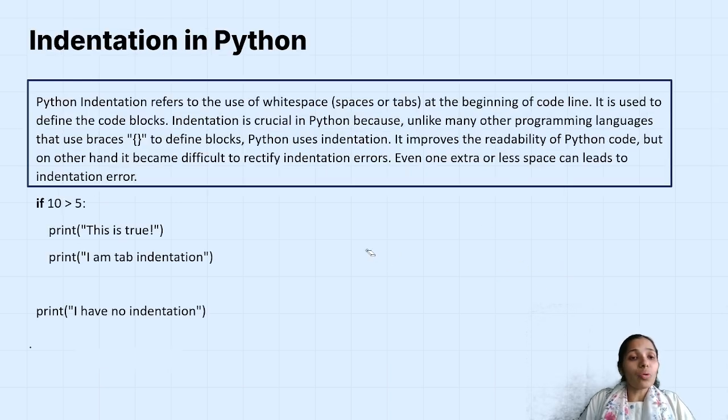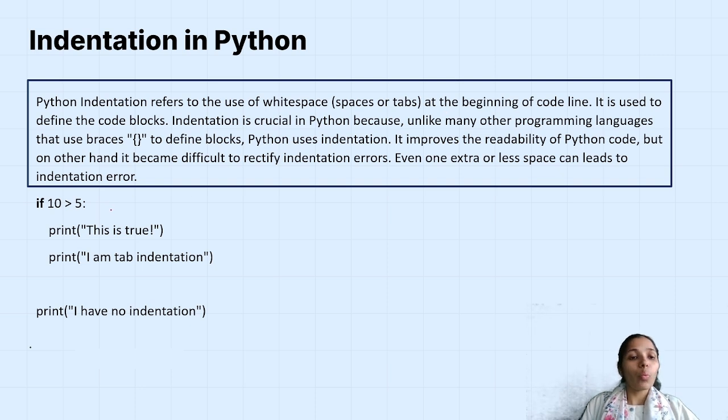Then, the next concept coming into the picture is indentation. What do we understand by the word indentation? Indentation is nothing but the spacing, the correct formatting. For example, if any document is given to us, we always check the title, the content, the image, and how it has to be formatted line-wise. Here also, indentation refers to the use of white spaces at the beginning of a code line.